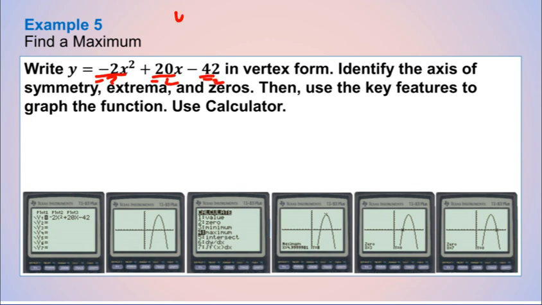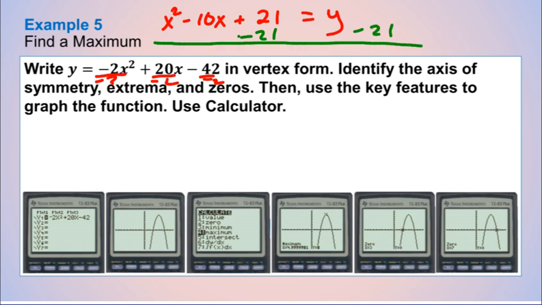So now I have x squared minus 10x plus blank, and then 42 divided by -2 is a positive 21. So let me do positive 21 equaling y. I'm going to subtract 21 on both sides. And now I have a difference. Actually, now I have to complete the square. Sorry. So I have x squared minus 10x.